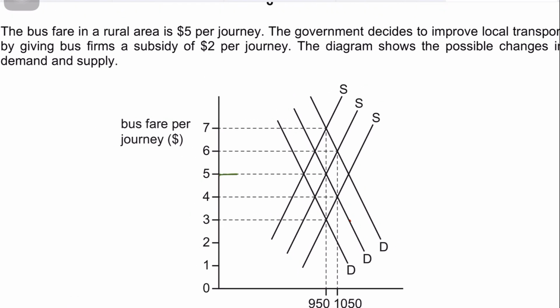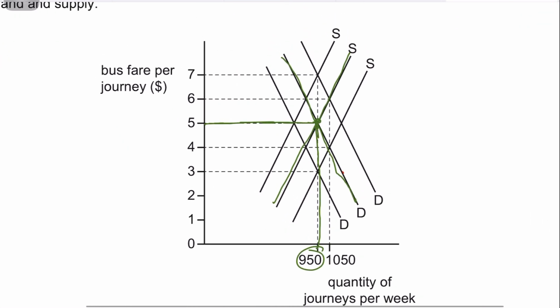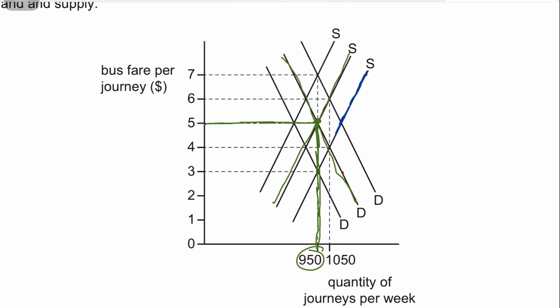So $5 is your market price, which gives us this supply curve, right? And this demand curve, which tells us that the equilibrium quantity right now is 950. Having said that, they're giving a subsidy, which means supply will shift to the right, that is S1. It shifts to the right and gives us a new quantity traded of 1050.